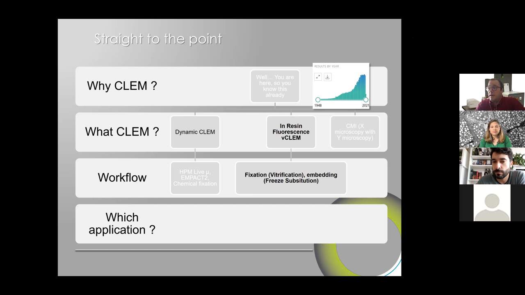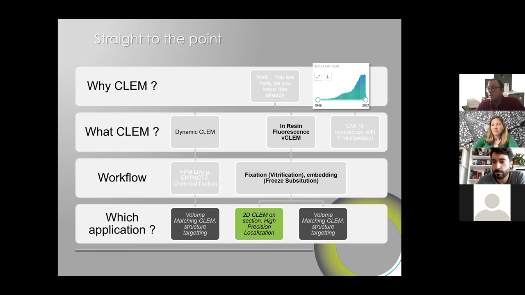And then the embedding, freeze substitution, which is also a critical step, and both steps are important. And obviously the applications we could find are 2D CLEM, that's one thing, but also 3D volume CLEM, which is quite important. And I will focus mostly on this volume correlative microscopy.